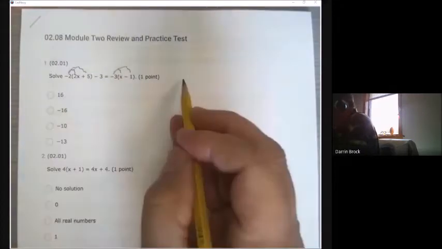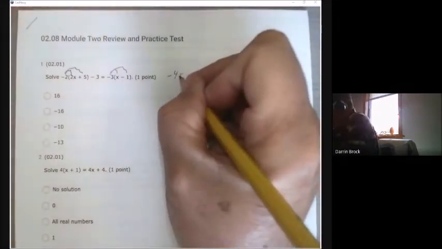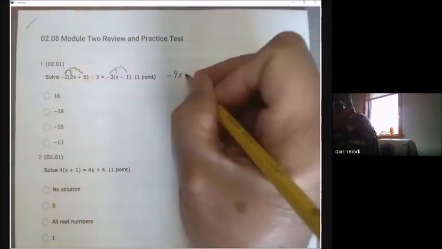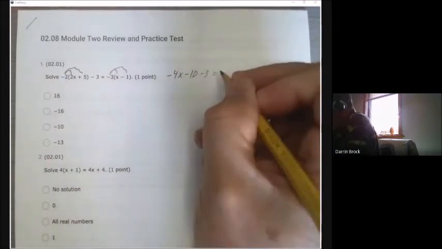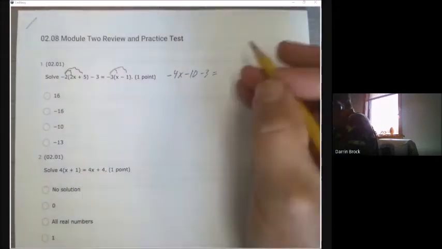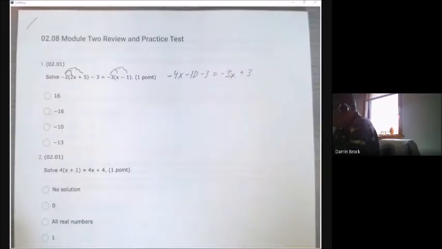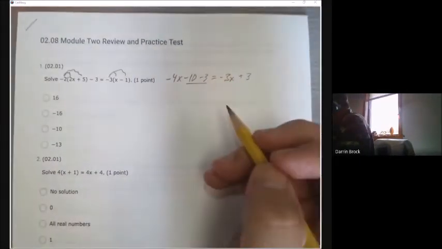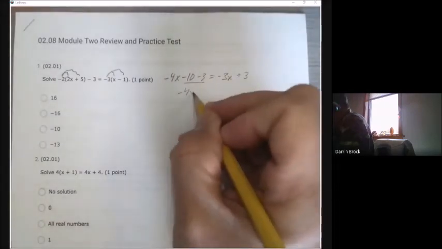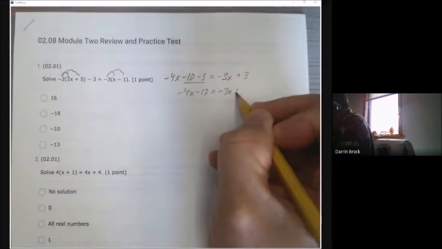So I'm going to write it over here. -2 times 2x is -4x, -2 times 5 is -10. And then we have a -3 equals, and then distributing the -3, -3x, -3 times -1 is a +3. Now we just need to simplify. These combine because they're both just numbers. So we got -4x minus 13 equals -3x plus 3.